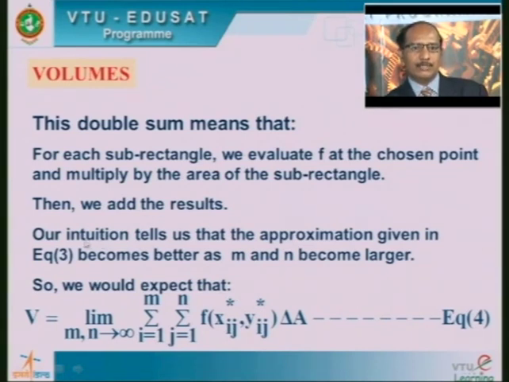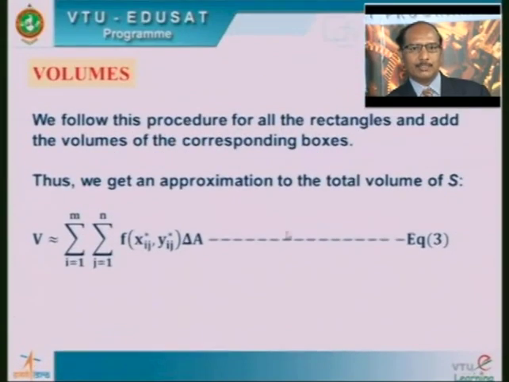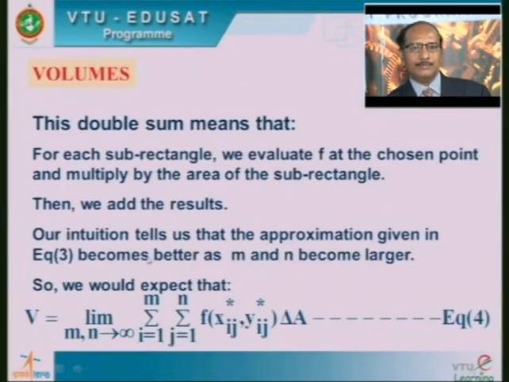So our intuition tells us that the approximation given in the previous equation, V approximated by the double summation, becomes a better approximation as m and n get larger. We have taken a finite number of subdivisions along the x direction and y direction. If you take m and n as infinite, and then add them, that gives the exact volume of the solid under the surface and above the rectangular region. This is the limiting case.